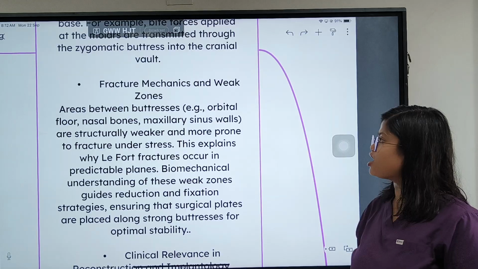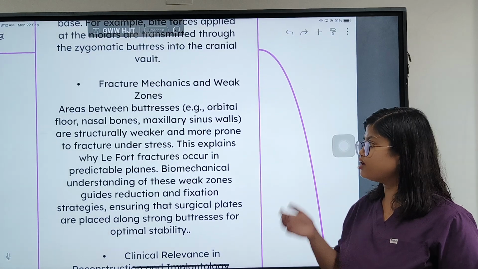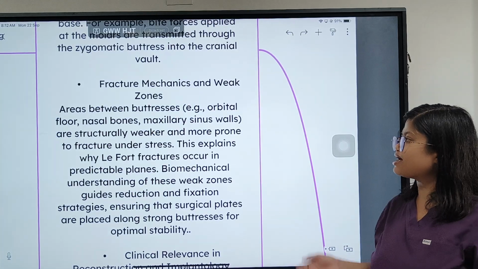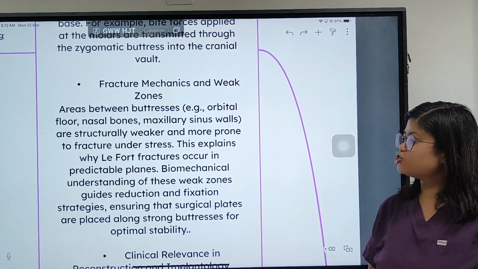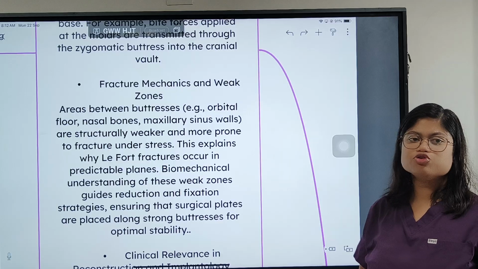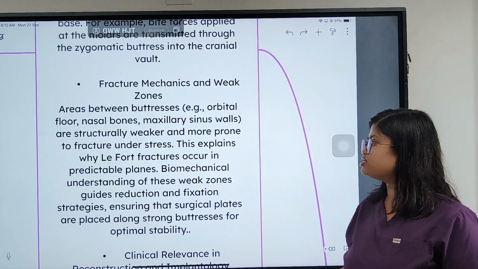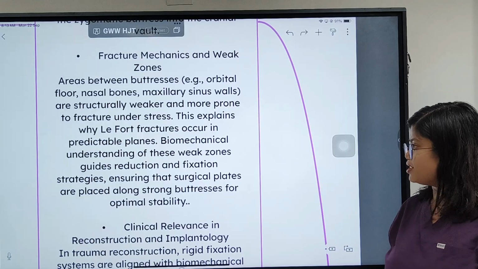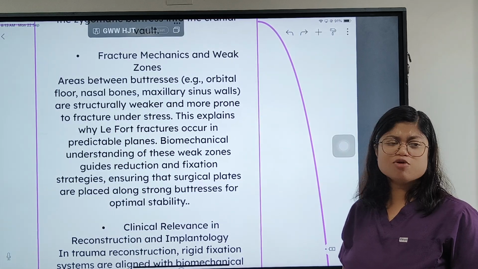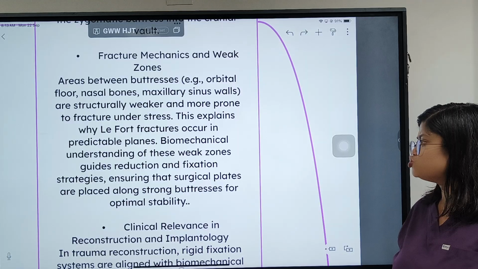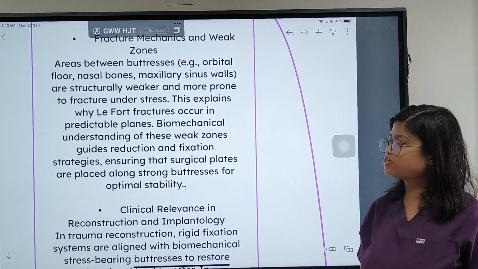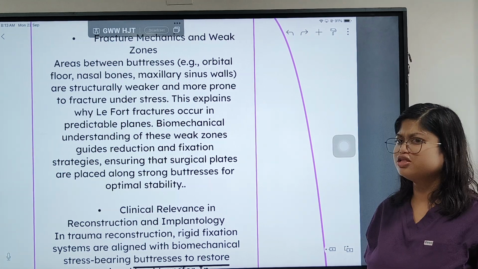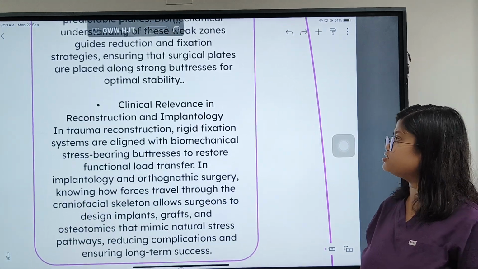Also, how the fracture mechanics and the weak zones work: areas between buttresses, that is the orbital floor, nasal bones, and maxillary sinus walls, are structurally weaker, and they are more prone to fracture under stress. So this explains why the Lee-4 fracture occurs in this predictable place. And biomechanical understanding of this guides the reduction and fixation principles in oral surgery, ensuring that the surgical plates are placed along the buttresses for optimal stability.